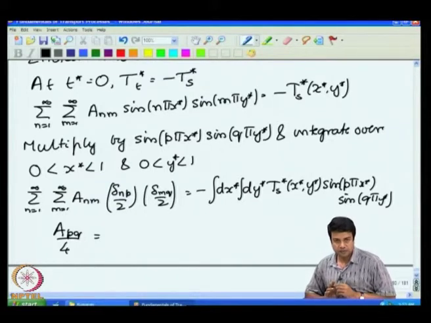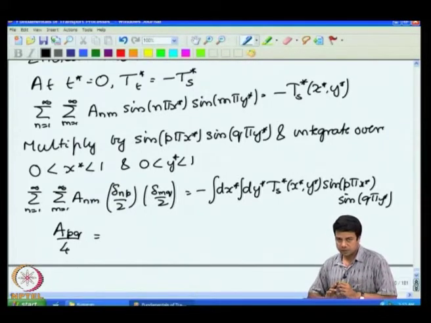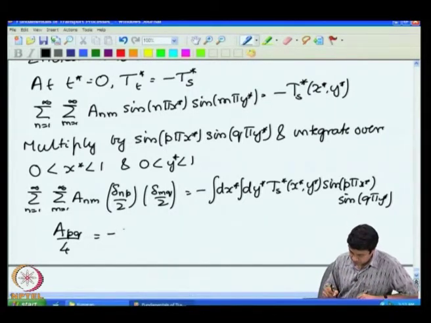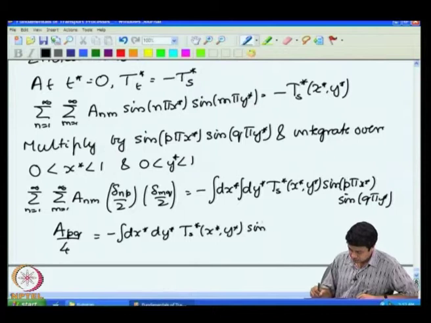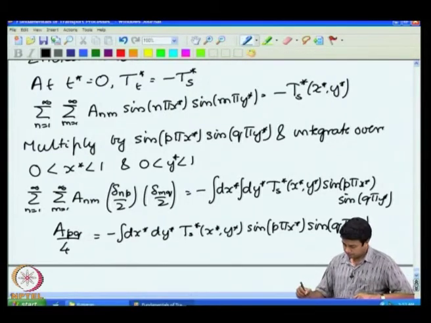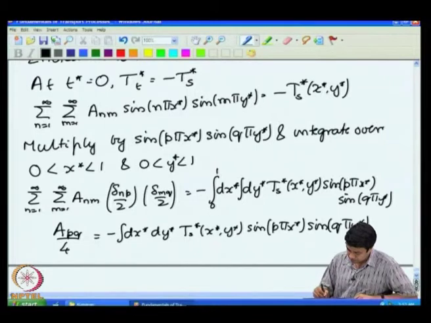Because delta n p is non-zero only when n is equal to p, and delta m q is non-zero only when m is equal to q. So, I just get a p q by 4 is equal to minus integral dx dy t s of x y sin p pi x sin of q pi y, okay, and both of these are from 0 to 1.